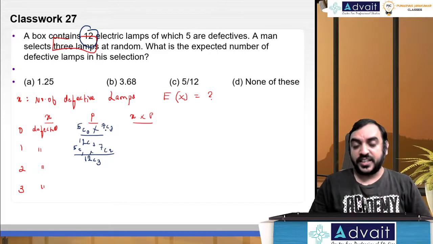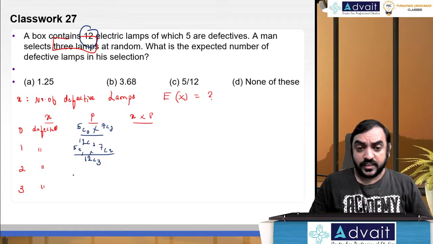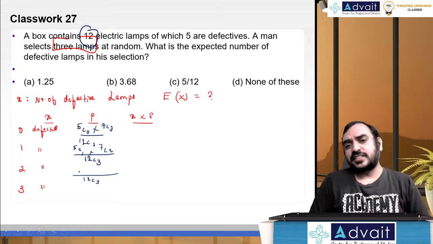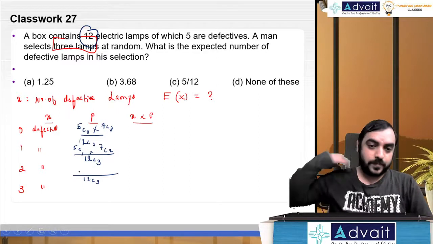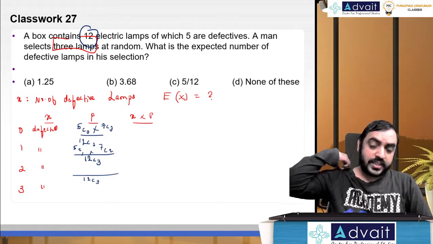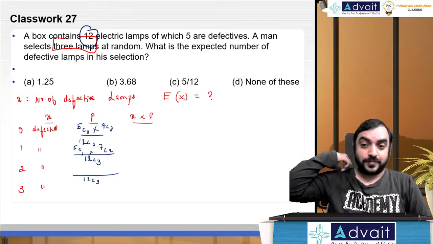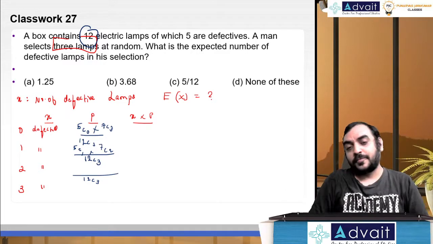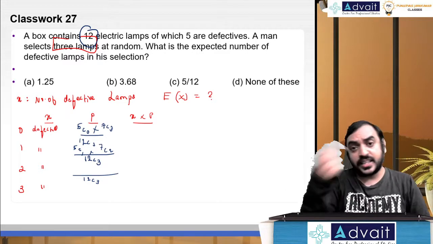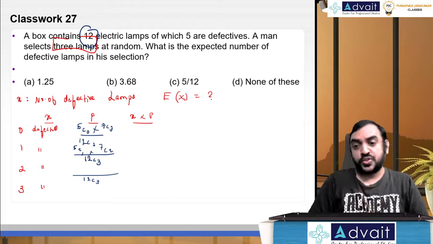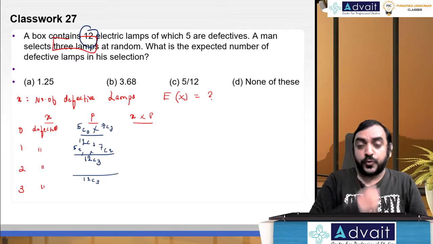5C1 into 7C2 by 12C3. Again, third one, same thing, 12C3. This at least, can you tell me the numerator? You are selecting 2 defective ones and then 1 normal one. That normal one is understood, implied. That also you should consider. Can you tell me the numerator? You are selecting 2 defective ones and 1 normal, understood.